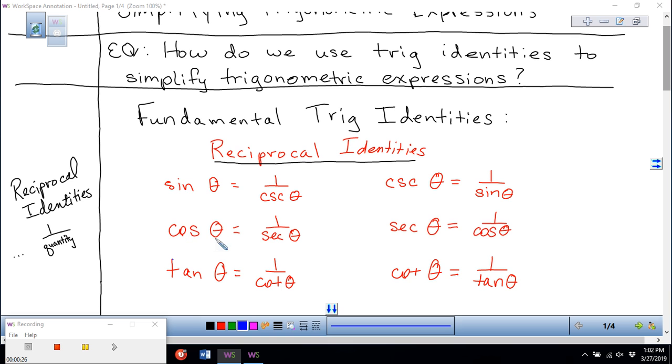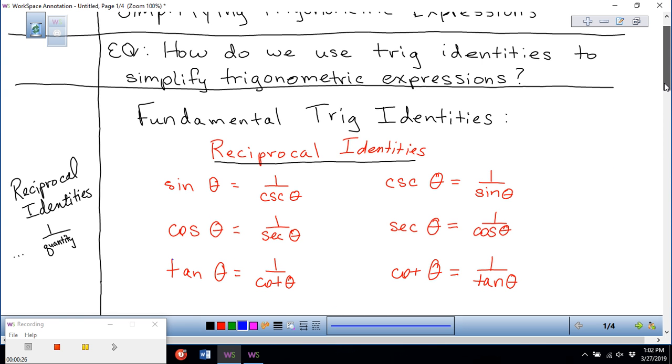Then we continue with cosine of theta equals 1 over secant theta. Secant theta equals 1 over cosine theta. Tangent theta equals 1 over cotangent theta. And cotangent theta equals 1 over tangent of theta. These reciprocal identities are found at the top of your turquoise paper of identities that I gave you earlier, so you can just take a look at that and make a note of the identities you see there.